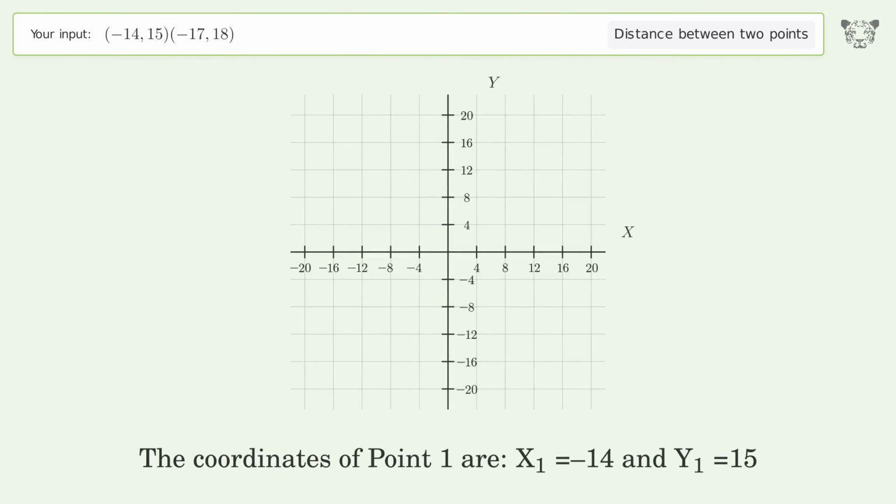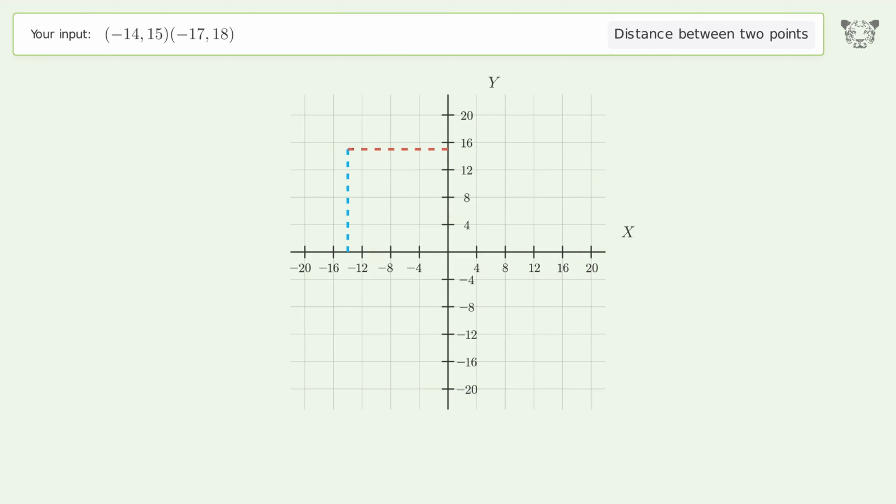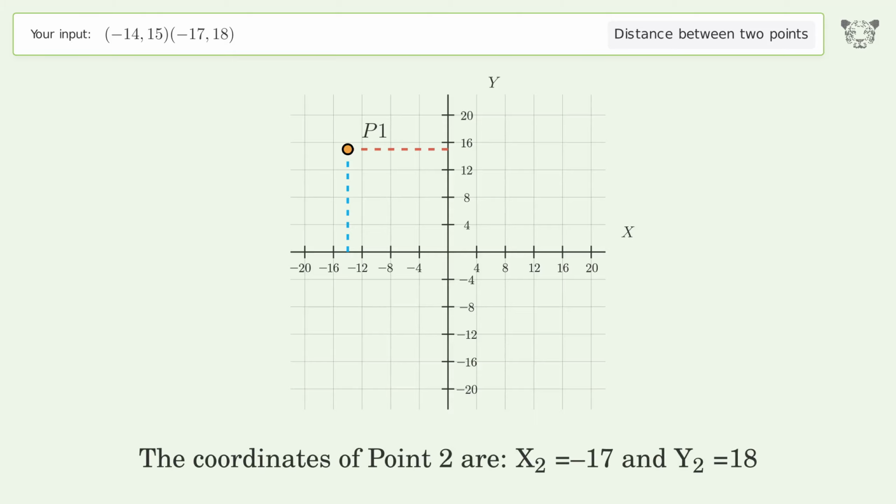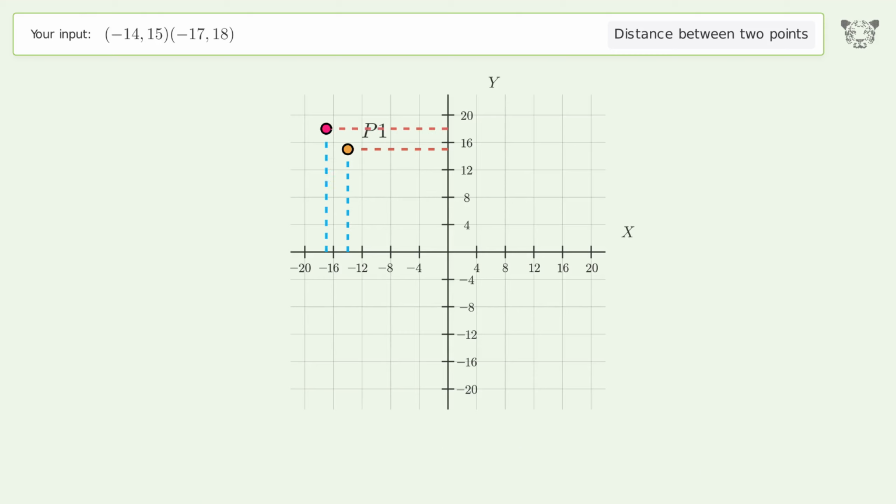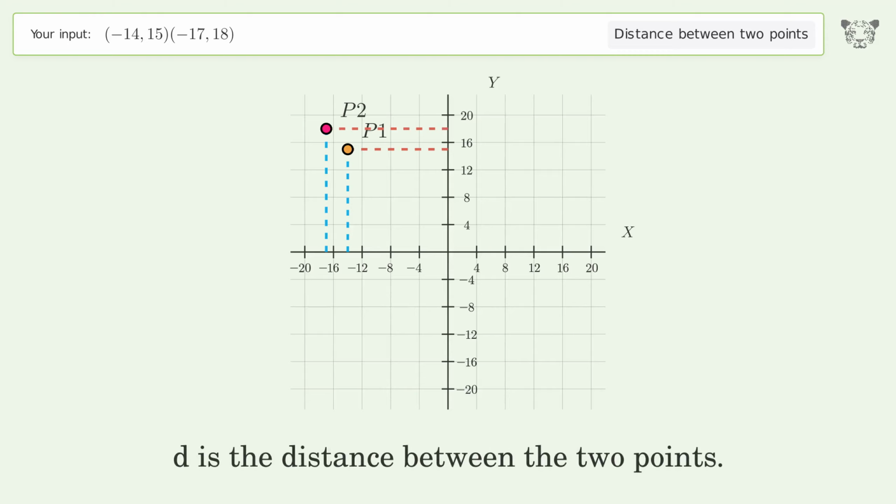The coordinates of point 1 are, x1 equals -14 and y1 equals 15. The coordinates of point 2 are, x2 equals -17 and y2 equals 18. D is the distance between the 2 points.